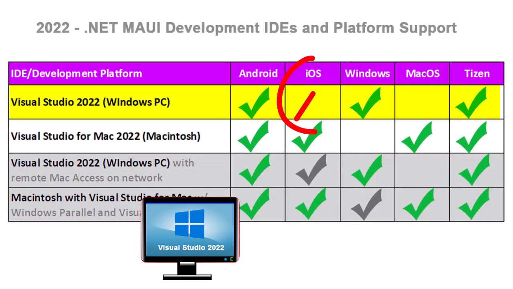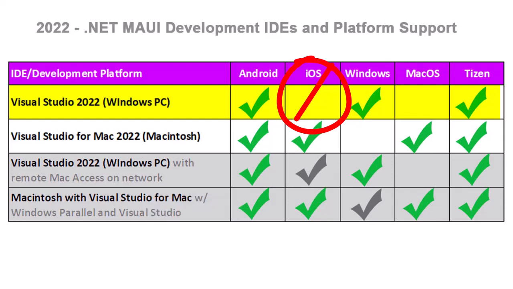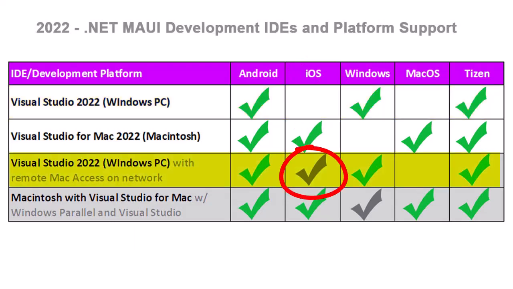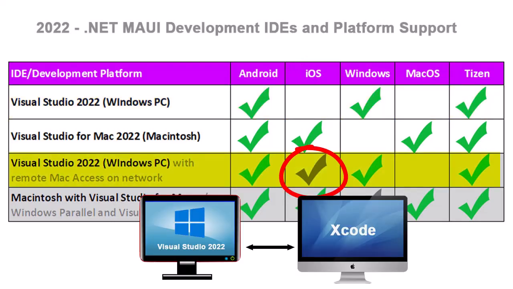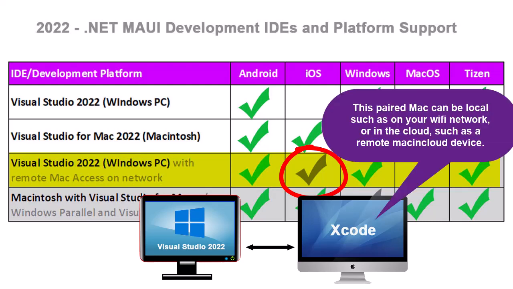I mentioned previously that we cannot build and test an iOS app in Visual Studio for Windows because of Apple licensing. It requires the building process to take place on a Macintosh computer with Xcode. However, if we have a Mac in our network, we can pair it to our Visual Studio for Windows application and send the project to the Mac to be built, and then have it come back for testing on the Windows device.